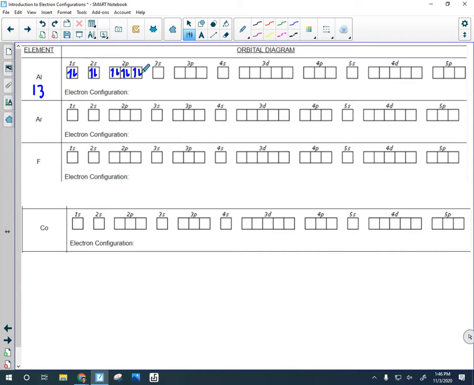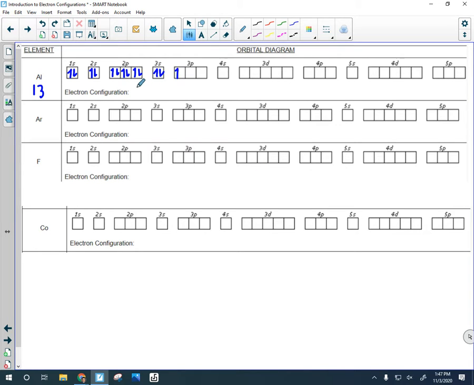So again, electrons have a quantum property called spin. They can be up or down spin. So each little half arrow represents an electron. So that got us up to 10. Electron number 11 and 12 go in the 3s orbital. And then the 13th electron is out here in the 3p sublevel.